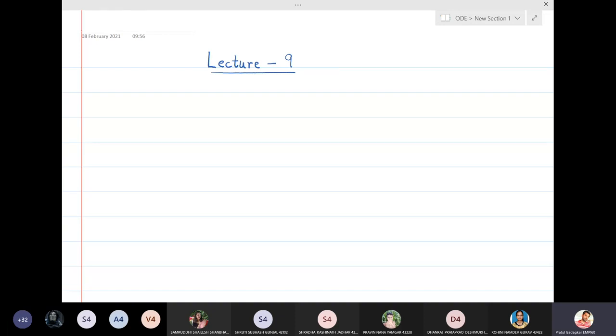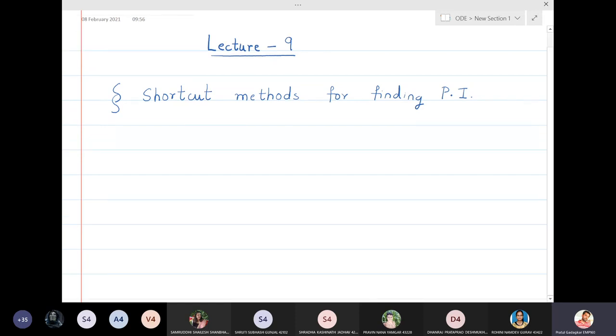So in this lecture, we are going to look for methods for finding particular integral, which are called shortcut methods, or also called concise methods, for finding particular integral. Let us say type 1.